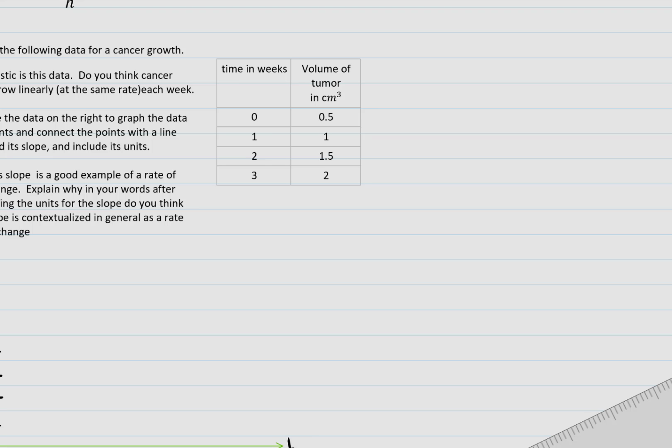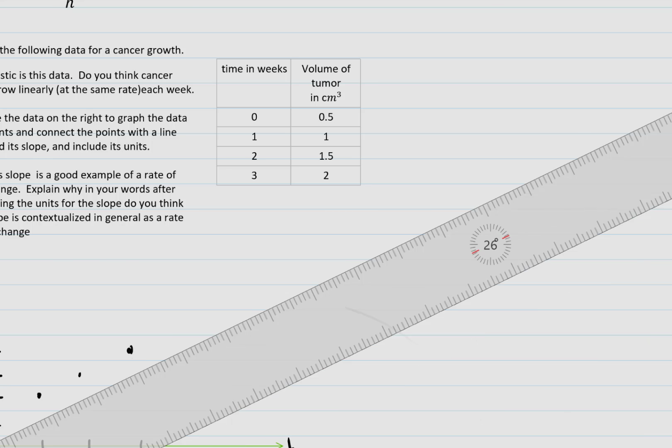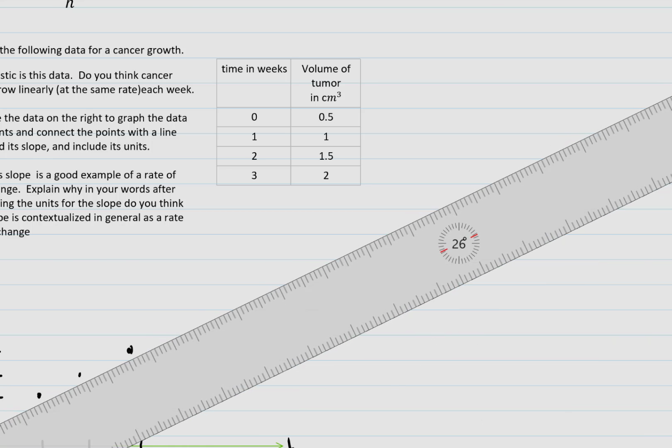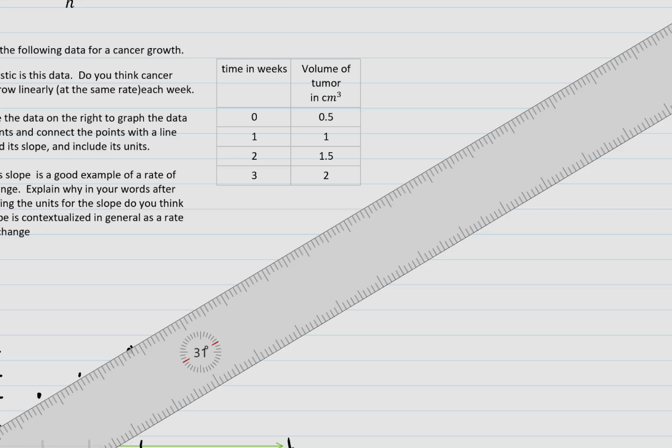So this is plotting out the data, right? At 0, you're at 0.5. 1 week later, let's say this is week 1, you've grown to 1 cubic centimeter. In 2 weeks, 1.5 cubic centimeters. At 3 weeks, you're at 2. Basically, we get a nice straight line out of this.